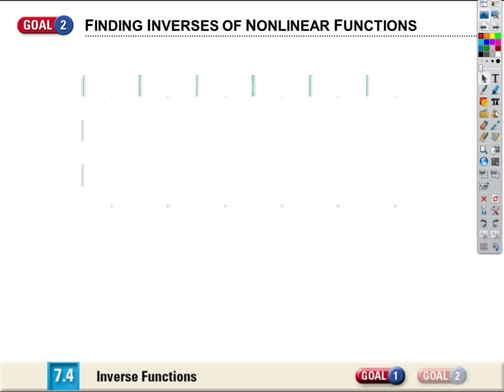If no horizontal line intersects the graph of a function more than once, that's the horizontal line test, then we know the inverse is a function. It's going to pass the vertical line test.